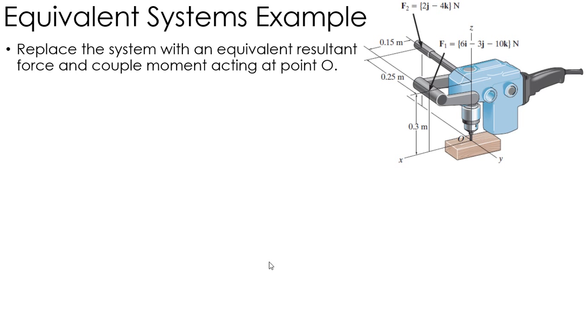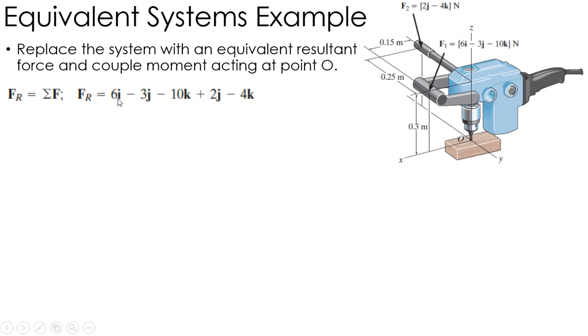In this problem, we want to replace these two forces, the system that consists of these two forces at these two locations, with an equivalent system with just one resultant force and one resultant moment acting at point O. Okay, so first thing we need to do is figure out what that resultant force would be for an equivalent system acting at point O, and that's simply by adding the two forces together.